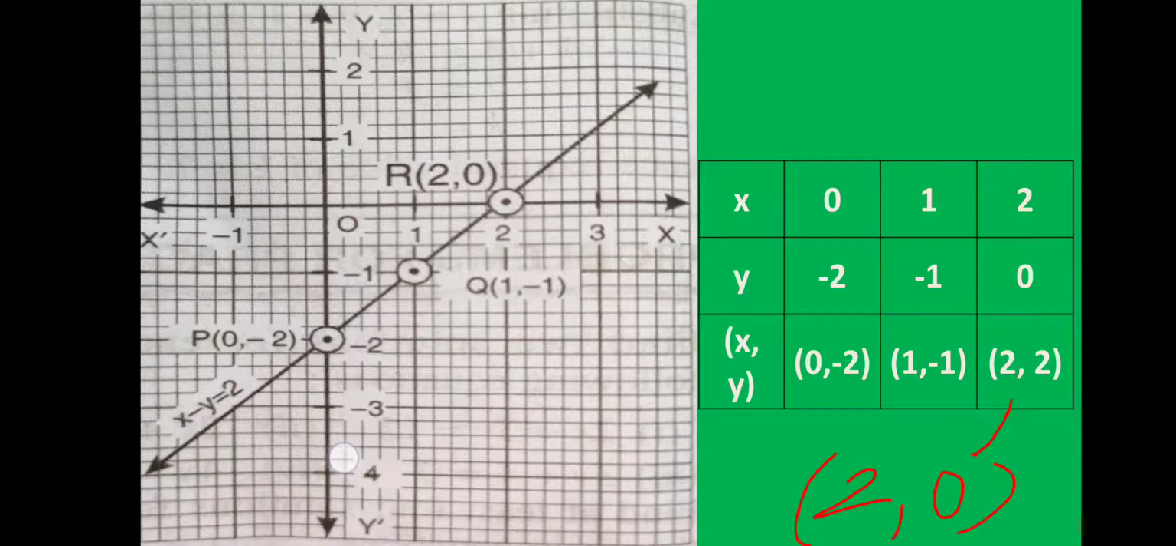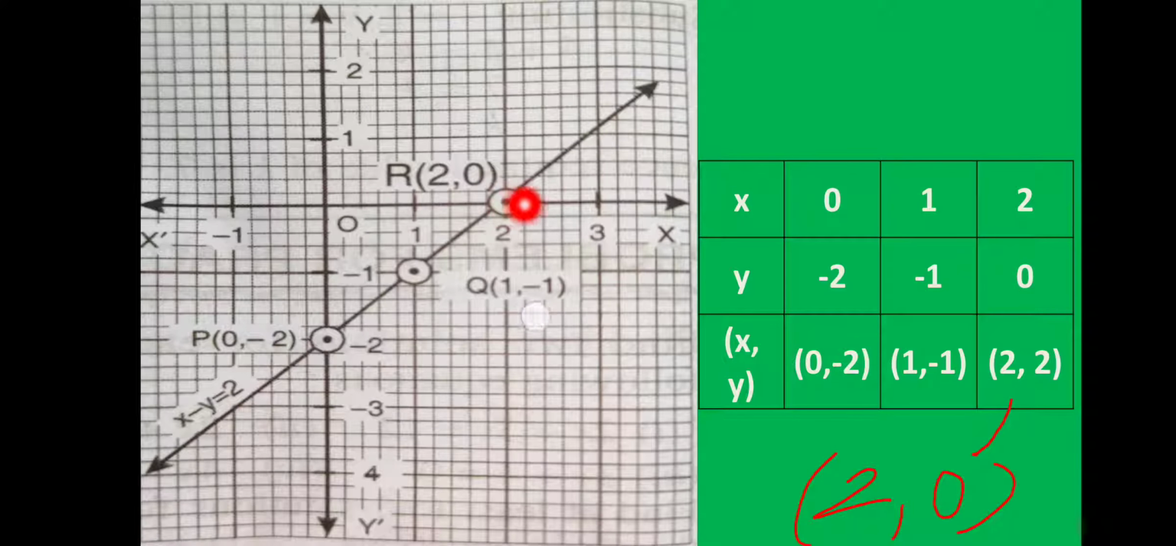For that, we will draw a horizontal line which is called the x-axis, and a vertical line that is called the y-axis. To the right side we write x, and to the left side, the negative side of the graph, we represent it as x dash axis. Positive y-axis is called simple y-axis, and negative y-axis is called y dash axis.